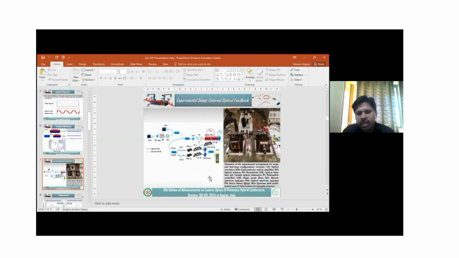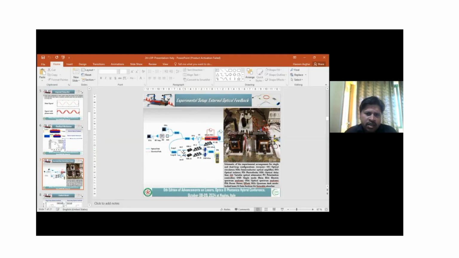So this is the main diagram of our experimental study. In this experimental arrangement, this is the semiconductor diode laser, this is the optical circulator, and this is the 3 dB coupler. After that, this is the optical attenuator, optical delay line, polarization controller, and single mode fiber. There are various optical components which we put inside the laser cavity. By fine tuning these components, we optimize the stability of our laser.